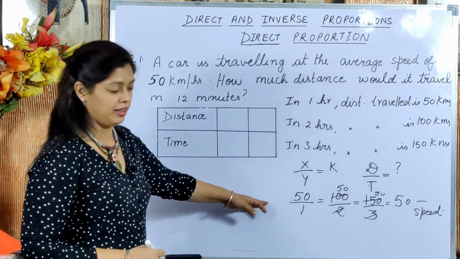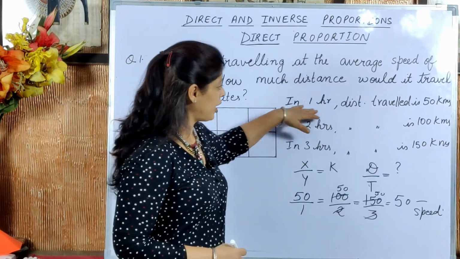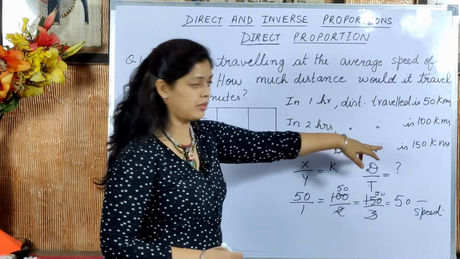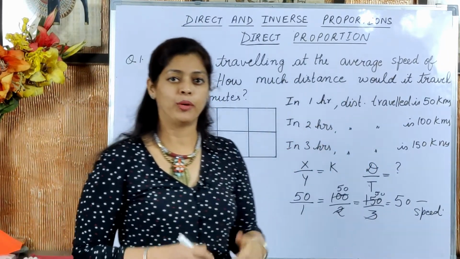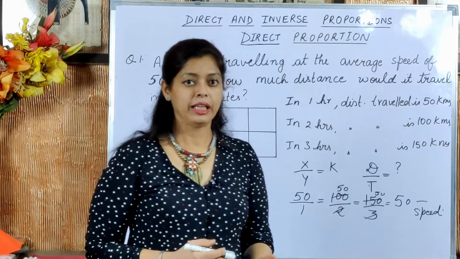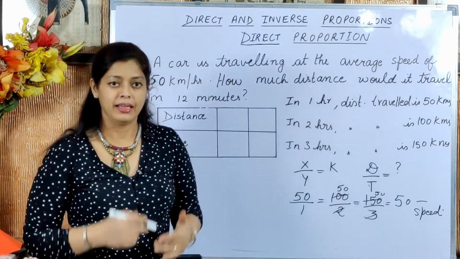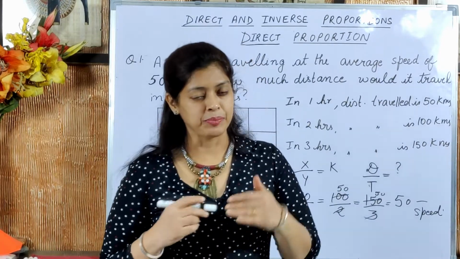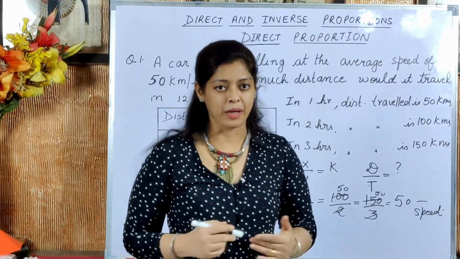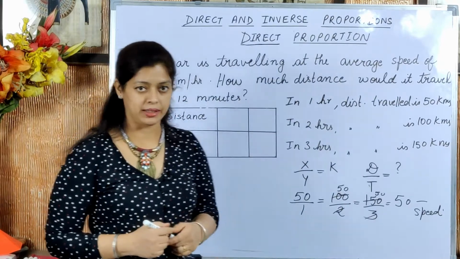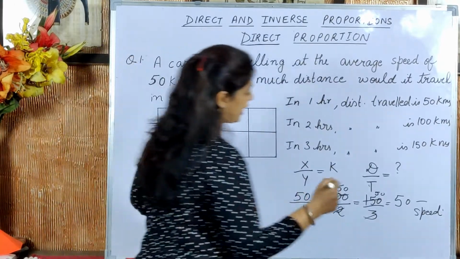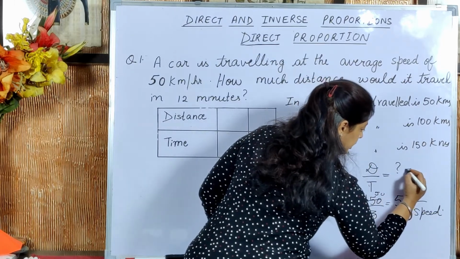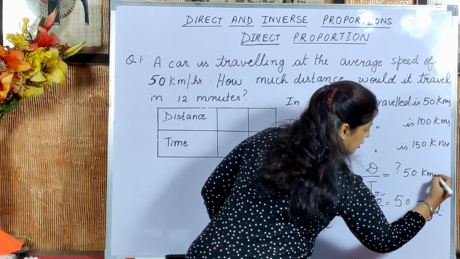So we can see here that in 1 hour it is traveling 50 kilometers, in 2 hours 100, in 3 hours 150. More the time, more is the distance covered, keeping the speed constant. Less is the time, less will be the distance covered. So we can say that when the speed is constant, the distance and time are directly proportional to each other. So from this we can say that the ratio of distance to time is equal to the constant of speed, which is 50 kilometers per hour.